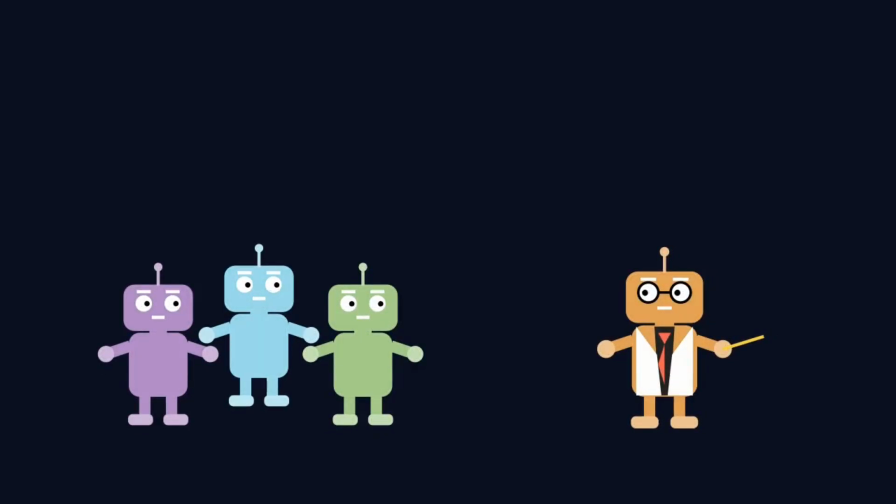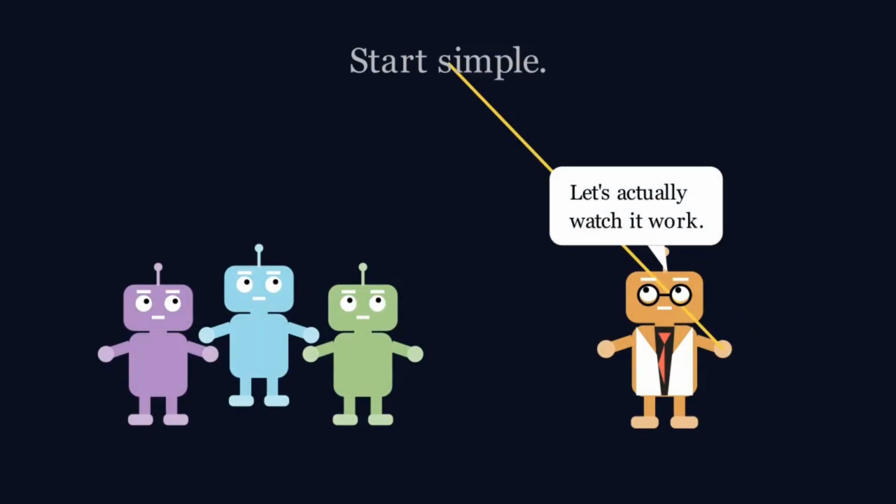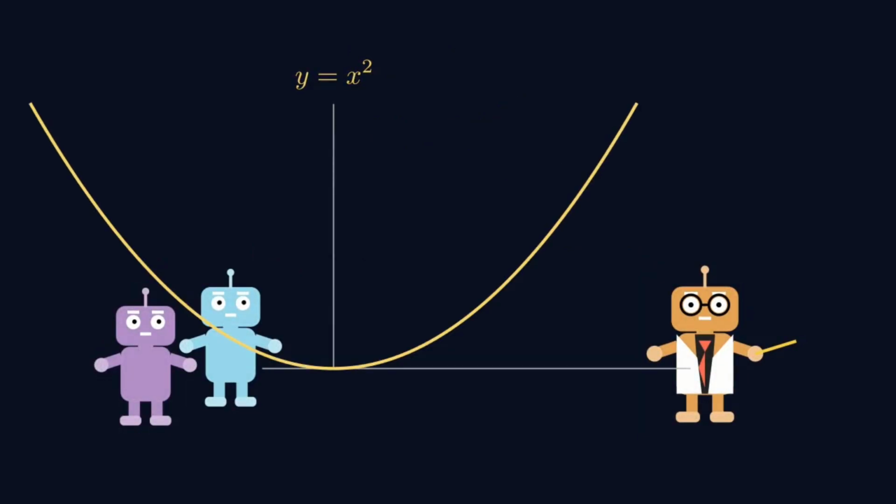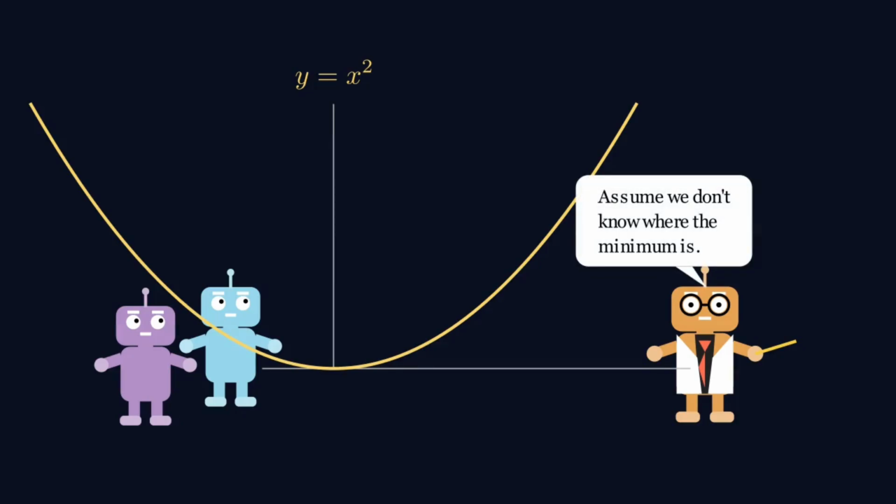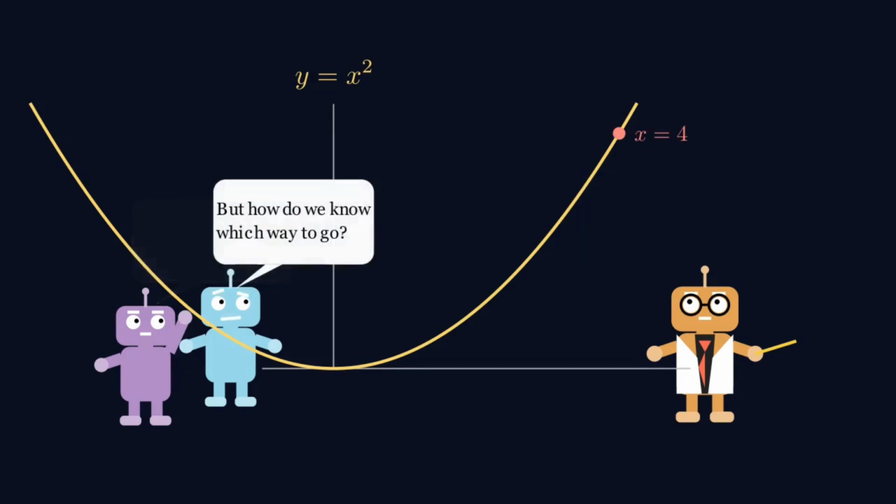So let's actually watch this algorithm work. To keep things simple, we'll start with probably the easiest function imaginable. y is equal to x squared. Now, for the sake of teaching, just pretend that you don't know where the minimum point is. So our goal is exactly the same as before. We're trying to find the lowest point of the curve. Let's say that we thought the lowest point is at x equals 4.